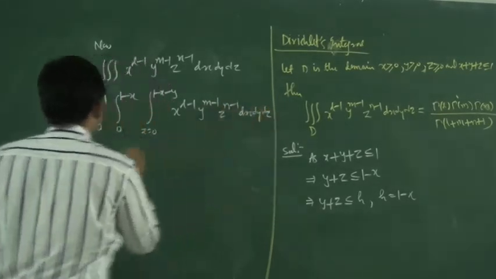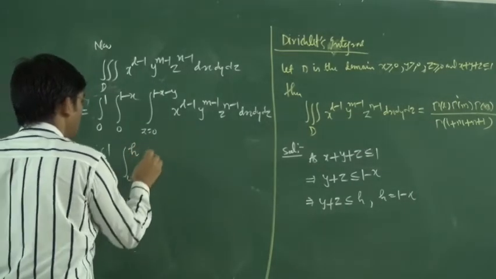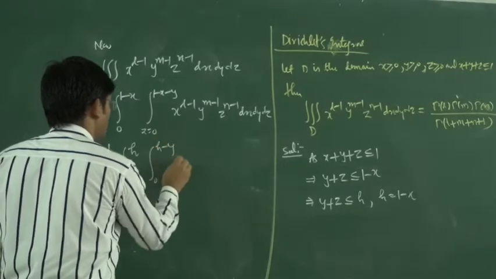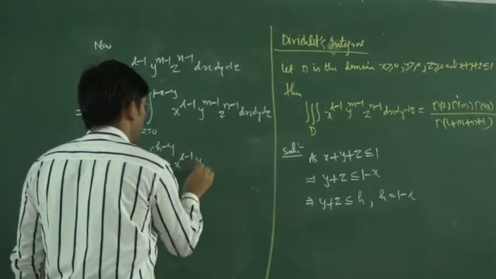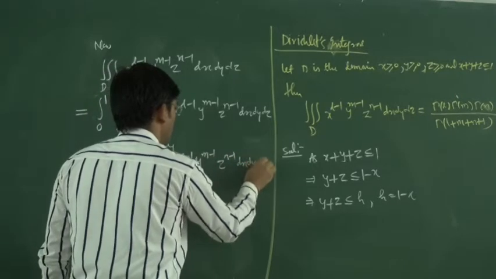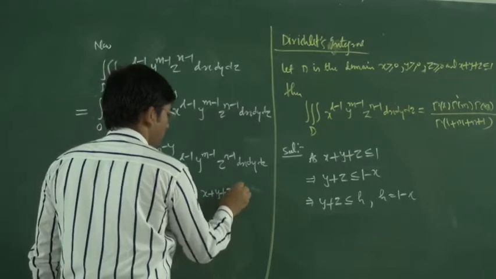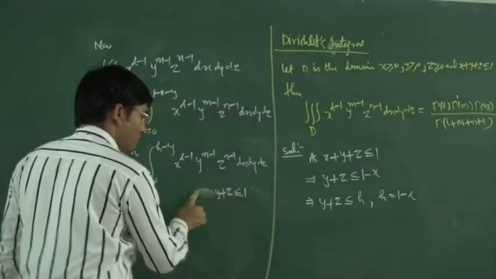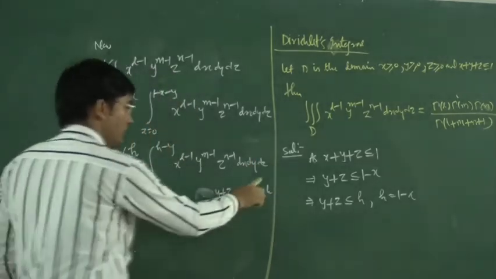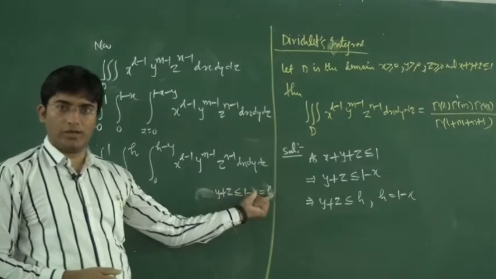Now let us put 1 minus x as h. So this will be your h, and this will be h minus y, and here we will have x power l minus 1, y power m minus 1, z power n minus 1, dx dy dz, where x plus y plus z is less than or equal to 1. So from here y plus z will be less than or equal to 1 minus x. So this is your h, so y plus z is less than or equal to h.